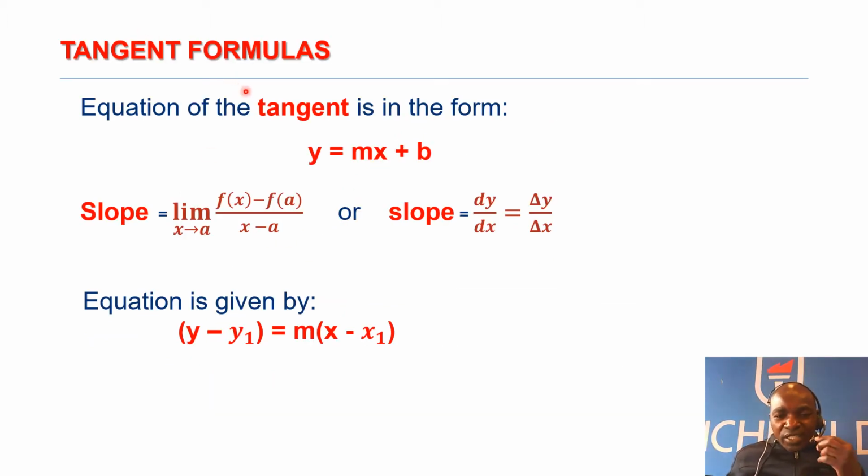Let's look at tangent formulas. The equation of a tangent is in the form of a linear equation, which is y = mx + b, because a tangent line is simply a straight line in the form of a linear equation.